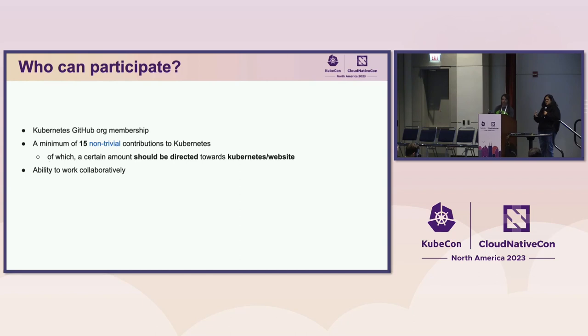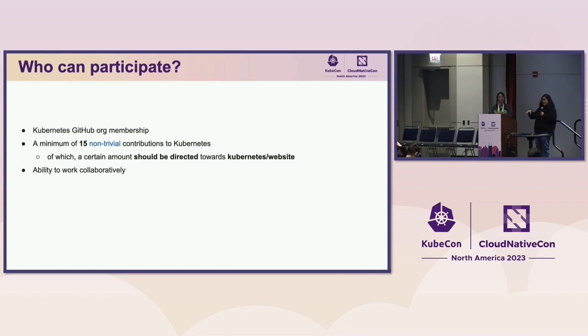Right. And again, who can participate? Like I just mentioned, this is not a good role for a person to assume right out of the gate. If you're a beginner, this is not a good role because you are probably not familiar with the kind of issues that are being reported to the Kubernetes website. You need to have that context first. So when you have worked your way around a Kubernetes GitHub org membership and you have some knowledge about how the documentation process already works within SIG Docs, this is a good role for you because you have some context, obviously.